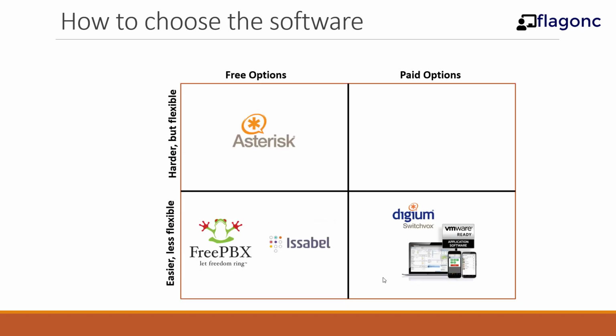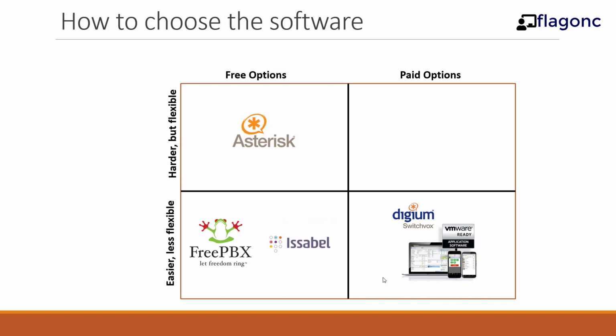How to choose the software? The main option is just to download Asterisk and run. It's harder but flexible. You have to configure everything manually. There's no graphical user interface. But if you want to create applications, I truly recommend that you learn Asterisk. You can use some shortcuts. You can use FreePBX or Issabel. They have a graphical user interface. They're easier to configure, but you don't understand exactly what they're doing. So I prefer to learn Asterisk first and then go to FreePBX or Issabel.